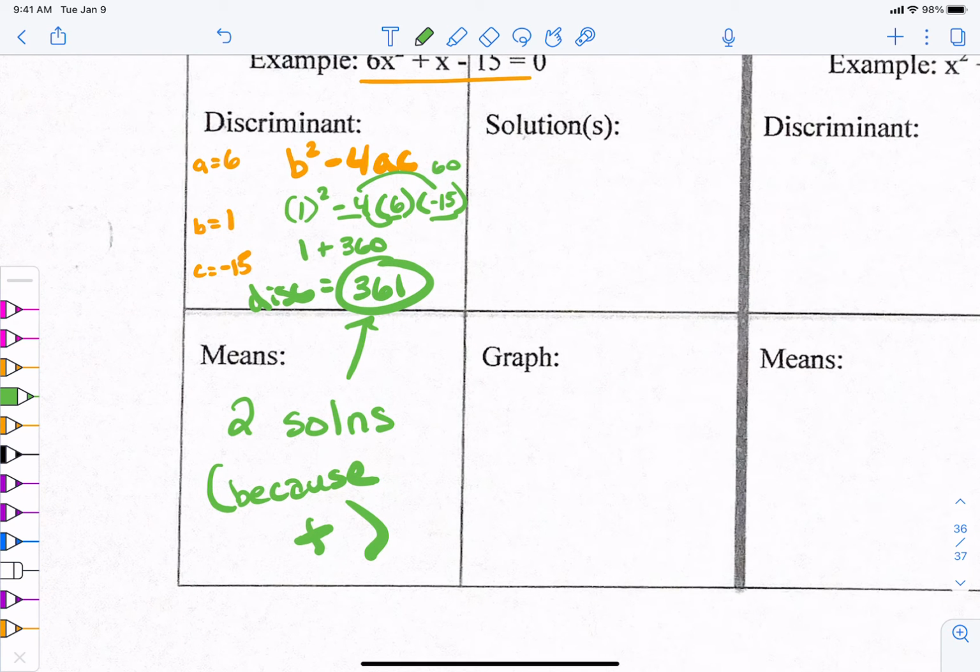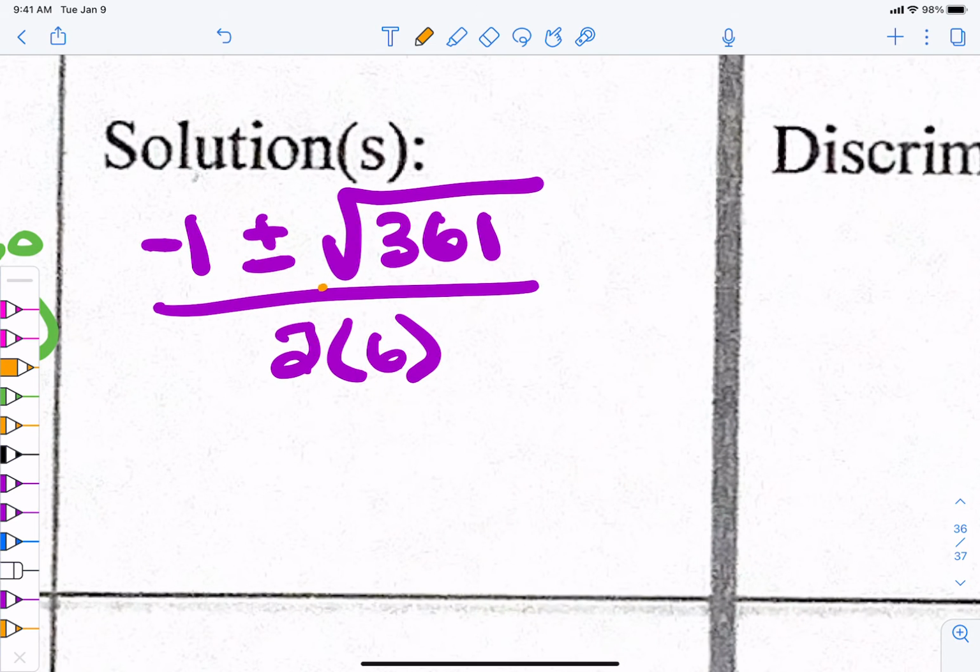So we start with negative b. And what's negative b look like? Negative 1 plus and minus the square root of 361, right? We've already calculated b squared minus 4ac, all over 2 times 6, or 12. Okay, so let's figure this out here. I'm going to zoom in. What is the square root of 361?